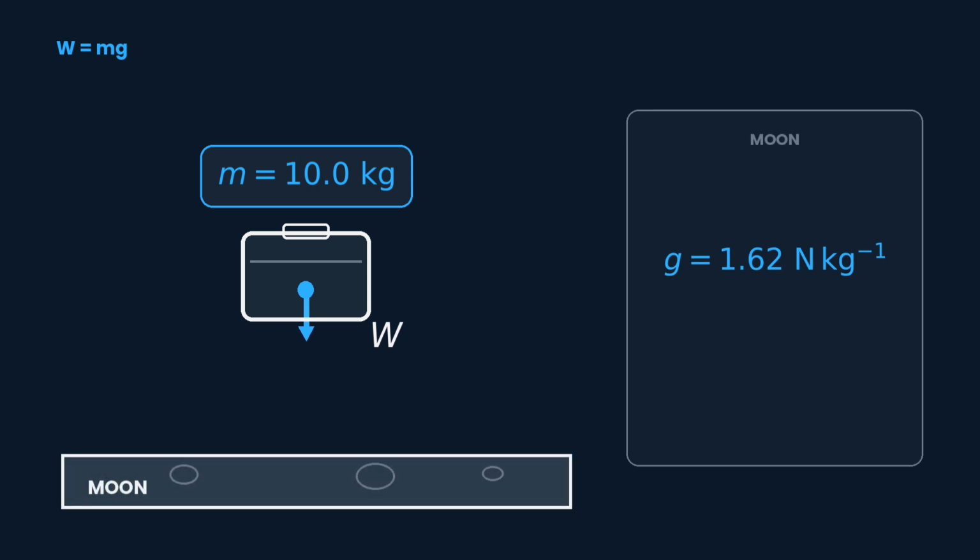But at the moon's surface, g is only 1.62 newtons per kilogram. The calculation becomes 10.0 multiplied by 1.62, so the weight is 16.2 newtons. Its mass is still 10.0 kilograms, however. The answer to the opening question is therefore, mass stays the same, weight changes with g.